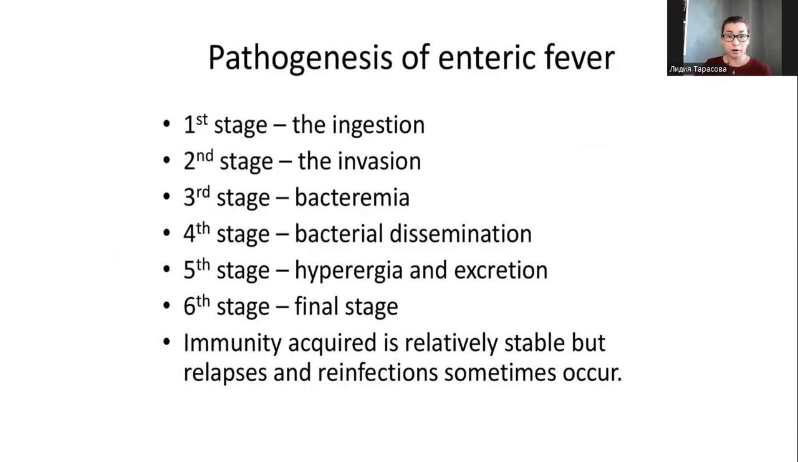Okay, the second stage is invasion, the third stage is bacteremia. This is when the features of the disease appear, when high temperature appears, when patients go to the doctor. At this stage, blood will be positive by the bacteriological method. Only at this stage can you get bacteria from the patient's blood. And then the fourth stage, bacterial dissemination, hyperergia and excretion, and the final stage.